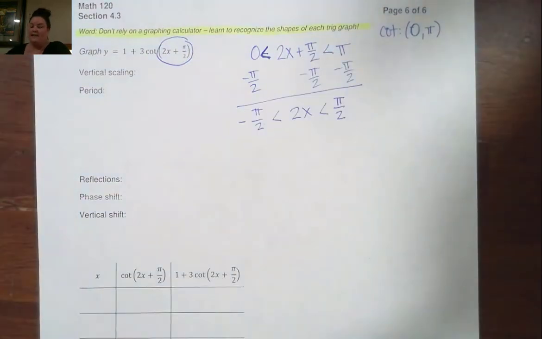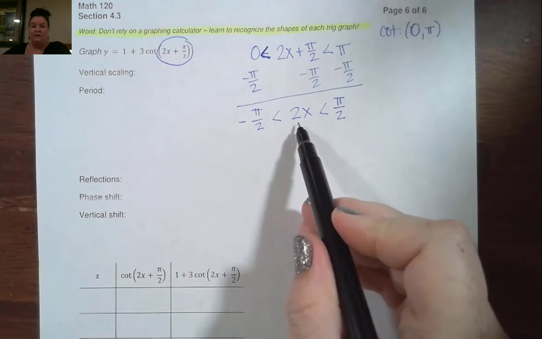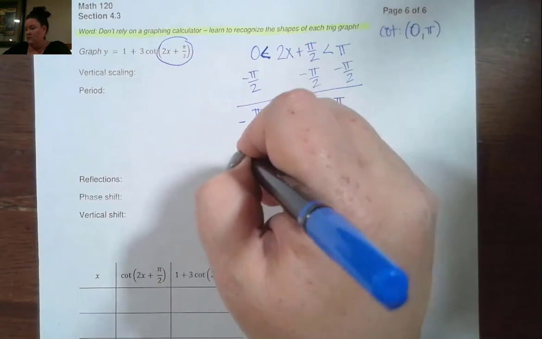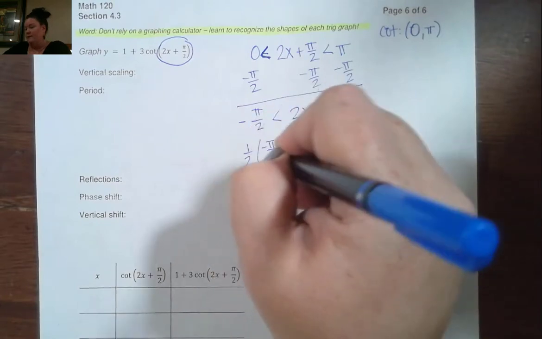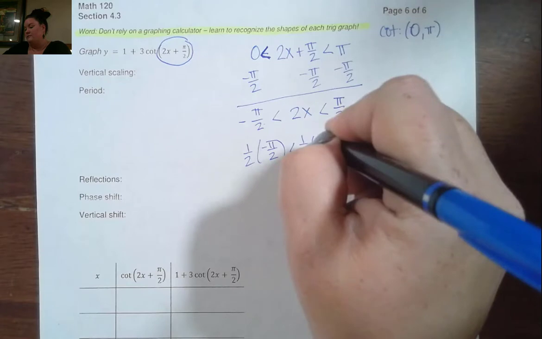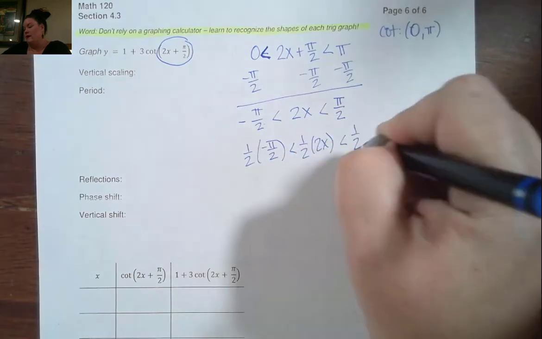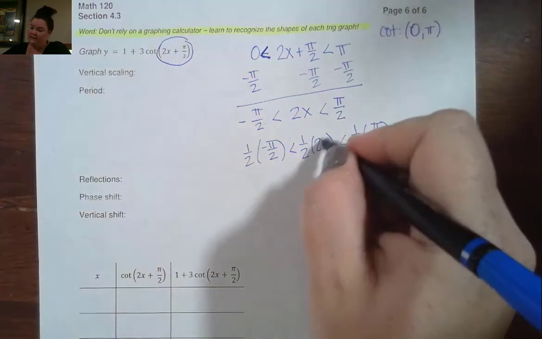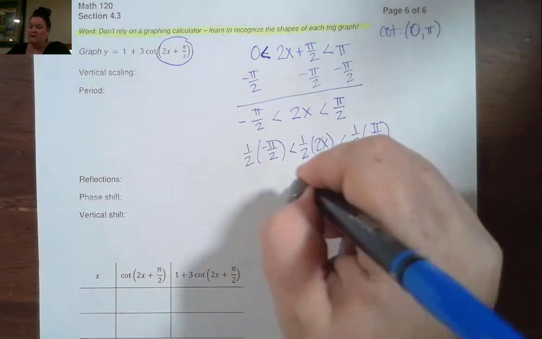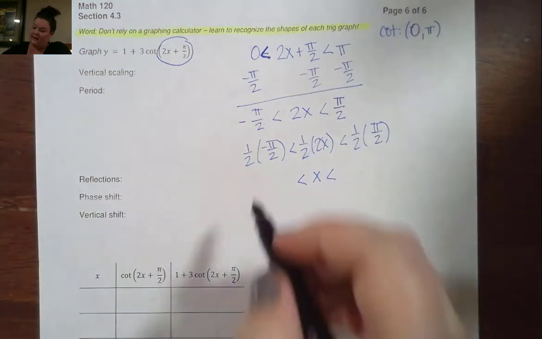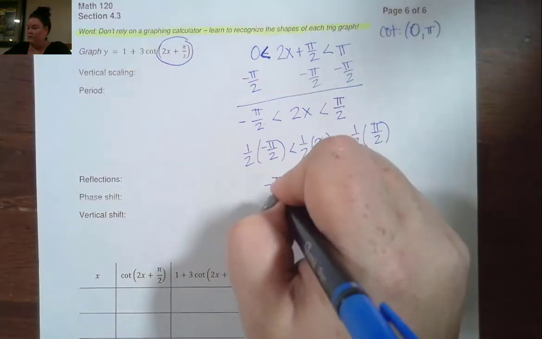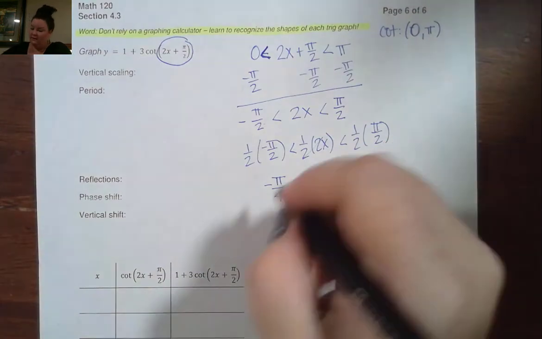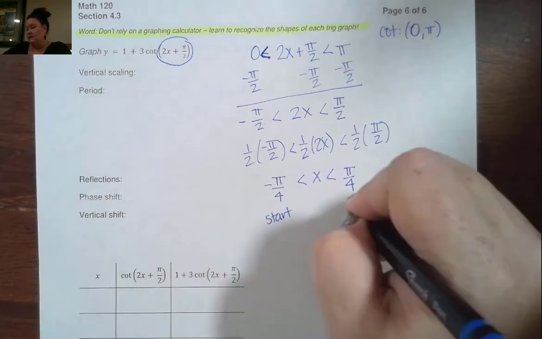All right. And then I need to get rid of that 2. Dividing by 2 is the same as multiplying by a half. So I'm going to do 1/2 times negative pi over 2, 1/2 times 2x, and 1/2 times pi over 2. That way the 2 cancels and just leaves me with an x in the middle. And on the sides, I have negative pi over 4 and positive pi over 4. Okay, so this is my start and end values.